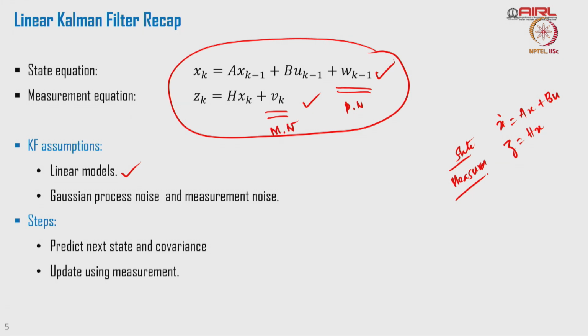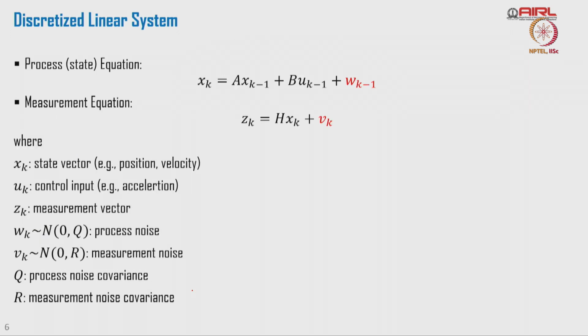What are the steps? The major steps in the Kalman filter algorithm were predicting the next state and covariance, and then updating using the measurement vector and the innovation, updating the next state and covariance. So, these were the two steps which will be summarized in the next slide.